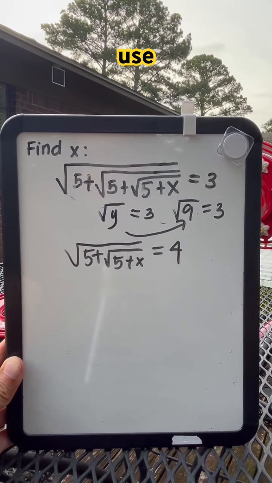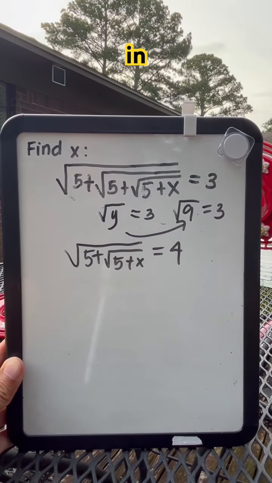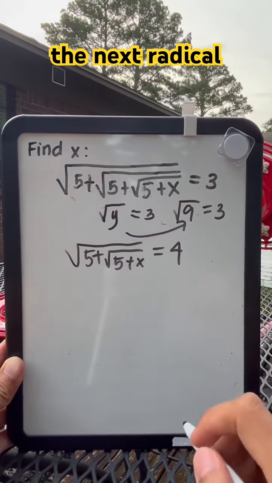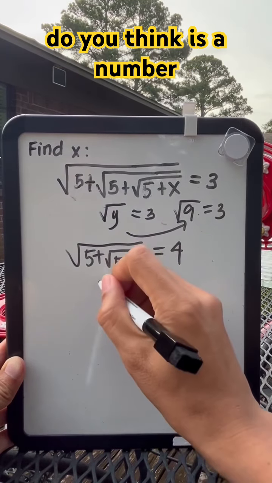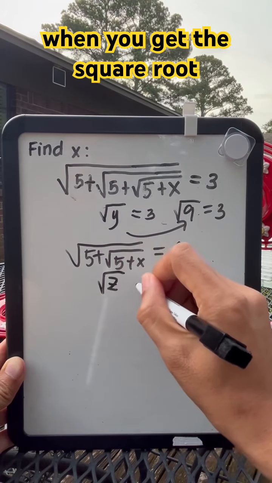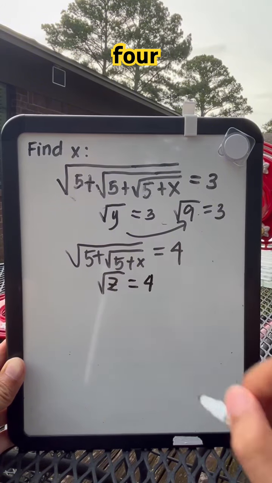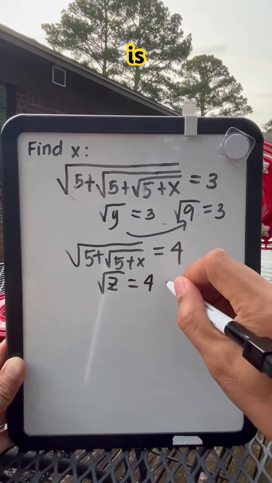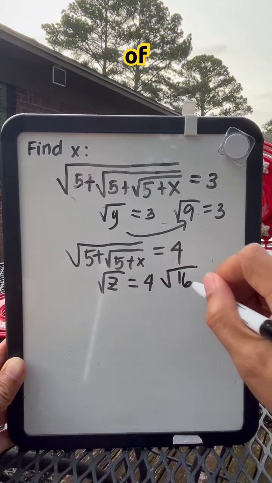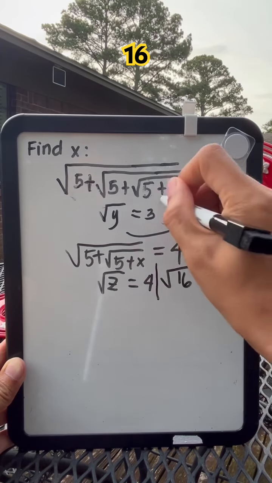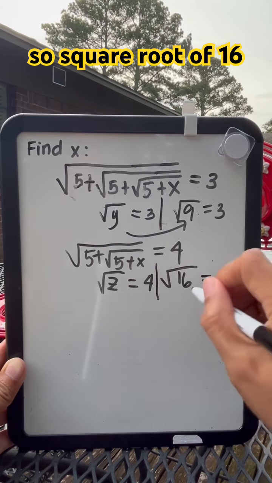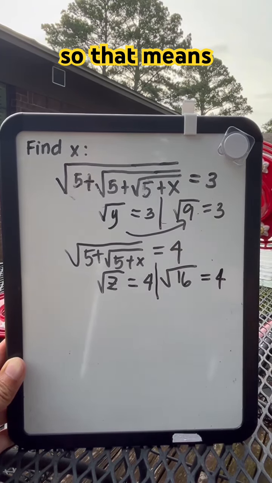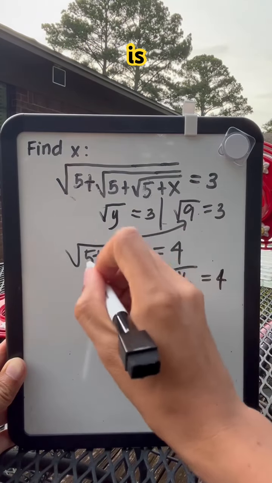Okay, so we are able to remove the radical sign now by just using logic. We will use the same approach in removing the next radical sign. So what do you think is the number when you get the square root, the answer is 4? The answer is correct. That is square root of 16. So square root of 16 is 4. So that means everything here is 16.